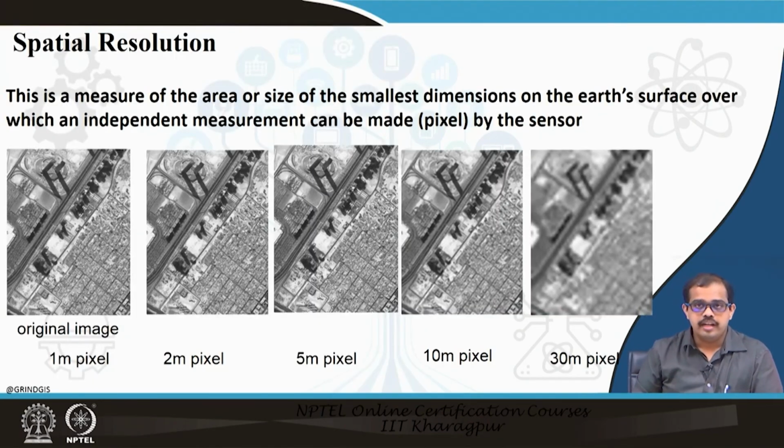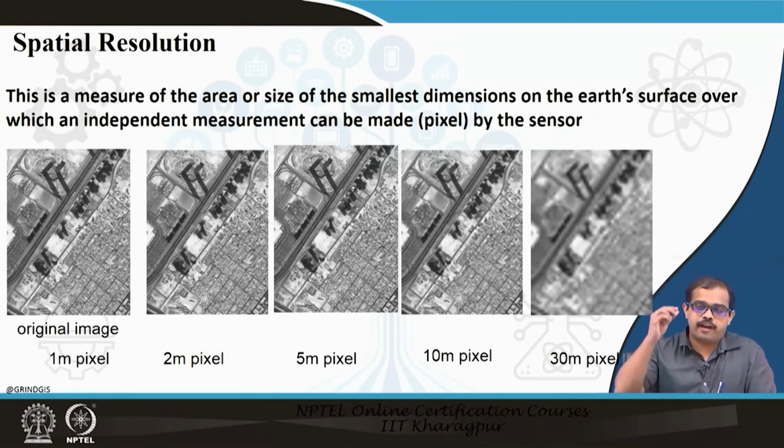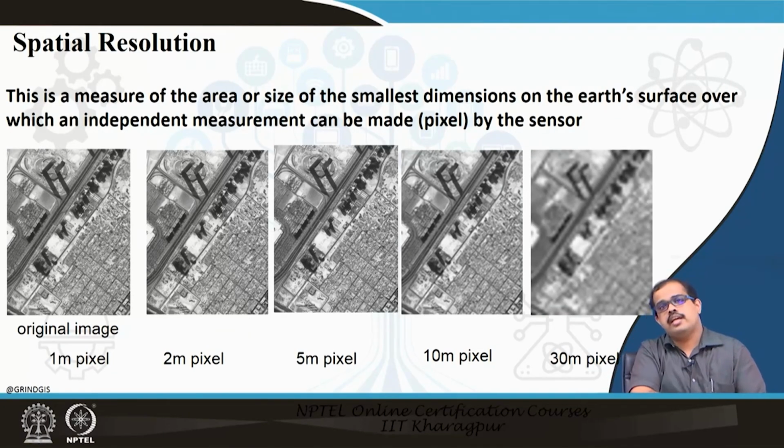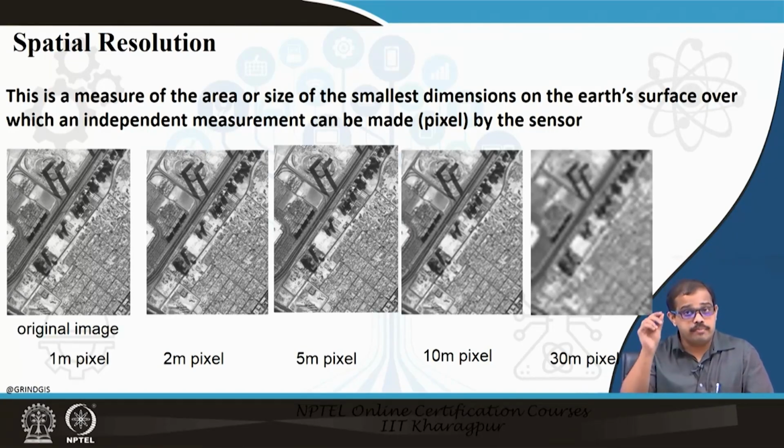Next concept is the spatial resolution. It is the finest area that you can look at in a particular image, or it can be defined as how much a pixel can capture in its own place. For example, if I say it is a 30 meter pixel, the spatial resolution is 30 meter, which means a pixel carries 30 meter by 30 meter information. If I say 1 meter, then a pixel carries 1 meter by 1 meter information.